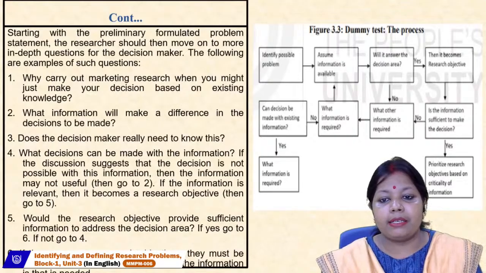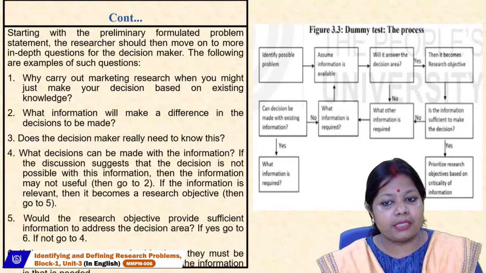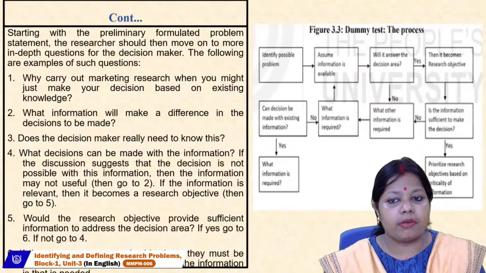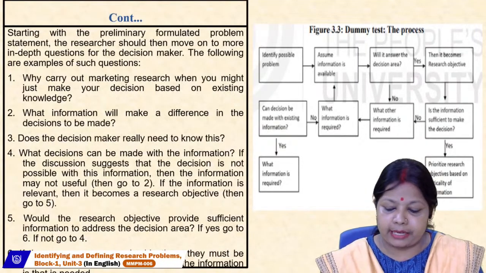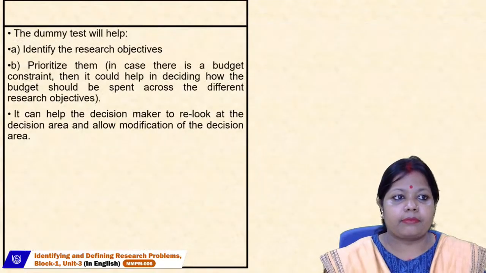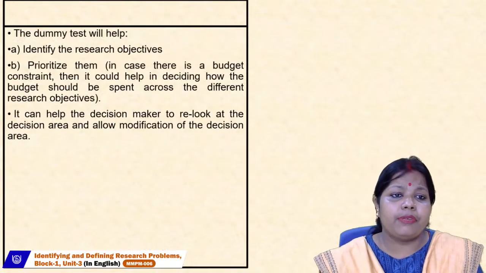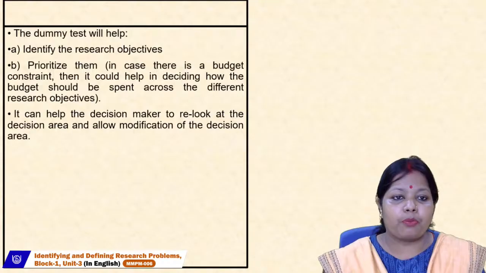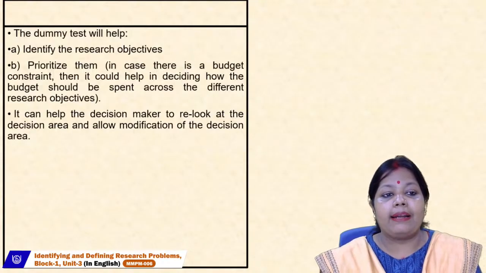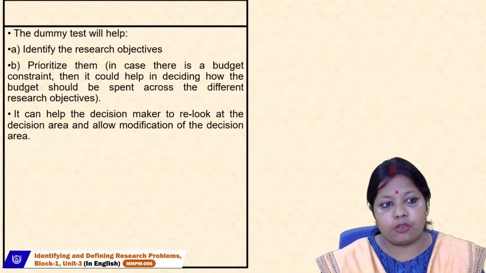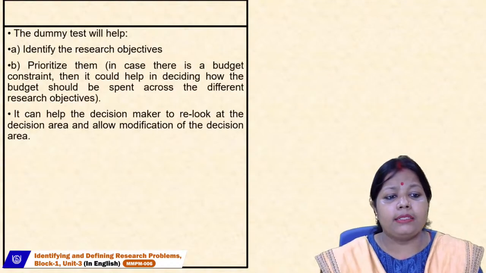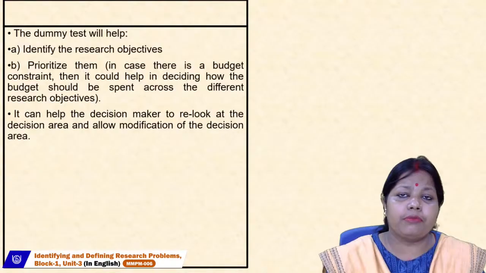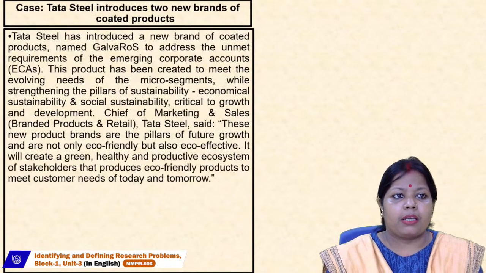Can the decision be made with existing information? If yes, we will go to the information report. If no, then also we ask what information is required, and again we move to that segment. Then the Dominic test will help us in identifying the problem objectives and also prioritizing them. It is most important. It can help the decision maker to relook at the decision area and allow modification of the decision area.